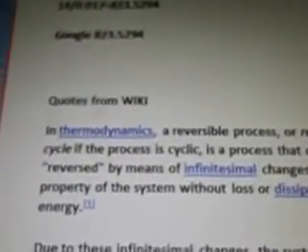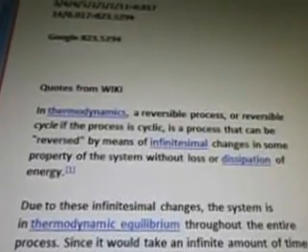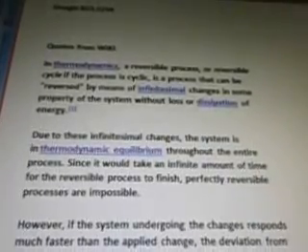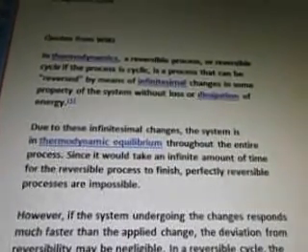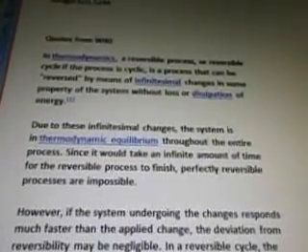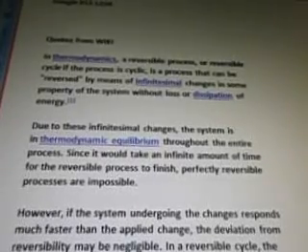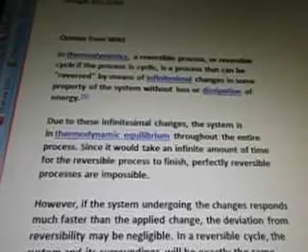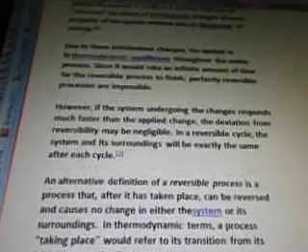Quotes from Wiki: In thermodynamics, a reversible process or reversible cycle is a process that can be reversed by means of infinitesimal changes in some property of the system without loss or dissipation of energy. Due to these infinitesimal changes, the system is in thermodynamic equilibrium throughout the entire process. Since it would take an infinite amount of time for the reversible process to finish, perfectly reversible processes are impossible.